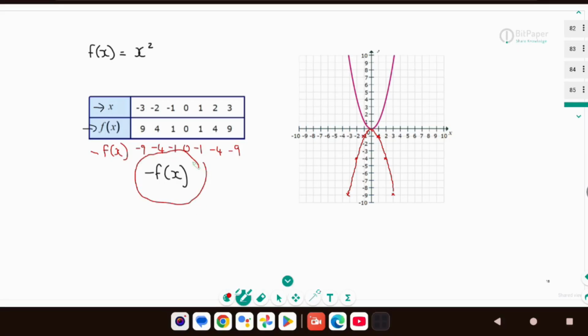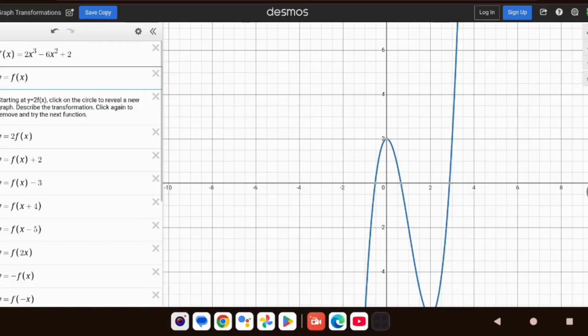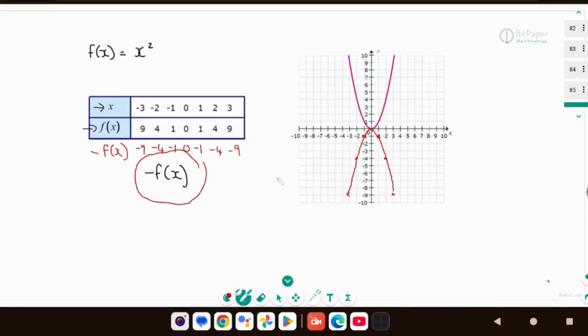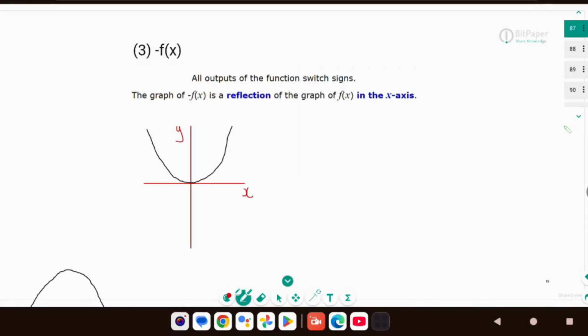Let's just have a look at a graph of that here. So here's the graph, 2x cubed minus x squared plus 2. The minus outside our function, can you see it's a reflection in the x-axis? Maybe make some notes on this now. So we've got minus f of x, all outputs of the function switch signs. The graph of minus f of x is a reflection of the graph of f of x in the x-axis.